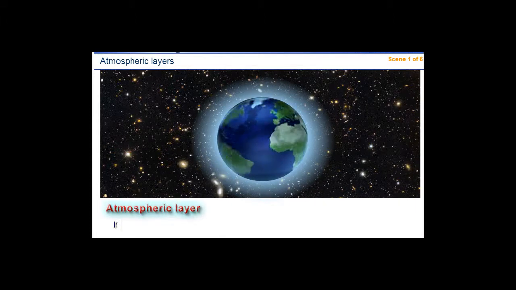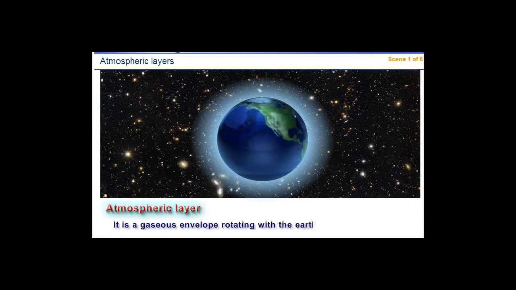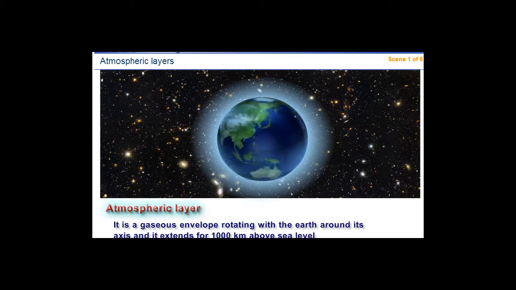Atmospheric layer. It is a gaseous envelope rotating with the Earth around its axis and extends for 1,000 kilometers above sea level.